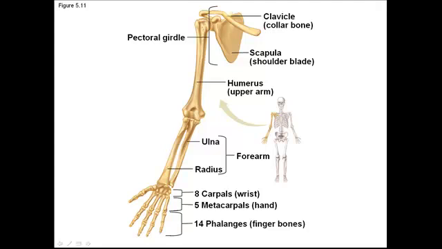Then you have the clavicle. You can feel it in the front of your body. This is called the pectoral girdle, the clavicle, the scapula. Scapula, and the humerus. This is the humerus here. This is the ulna. This is the radius. These are the carpal bones. We have 8 carpal bones. These are the metacarpals. And these are the phalanges. And we have 14.